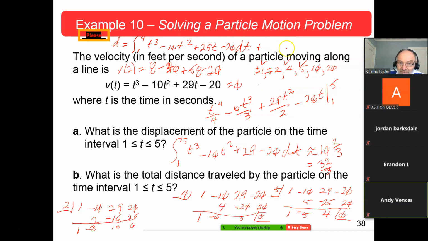Okay, now what we're going to do here is do the opposite of that. So that would be the integral from 4 to 5 of minus t cubed plus 10t squared minus 29t plus 20 dt. All right.